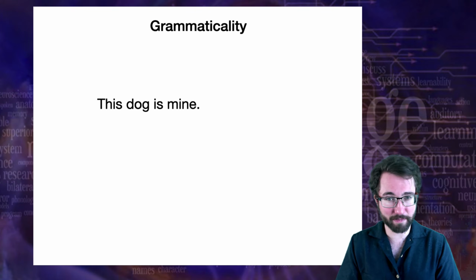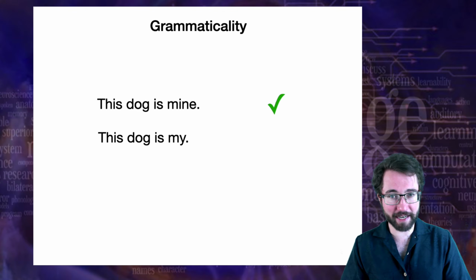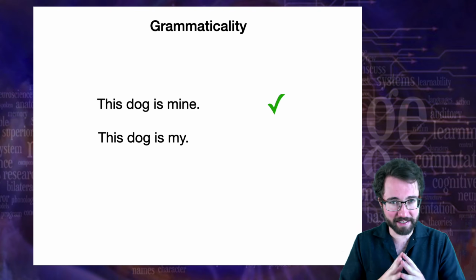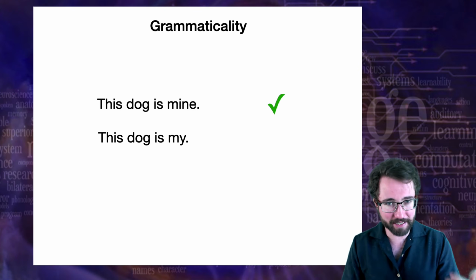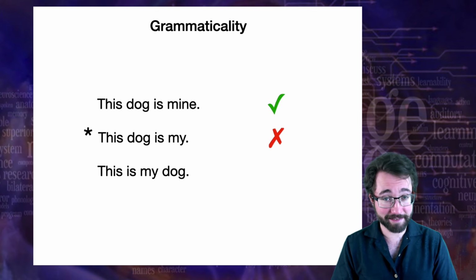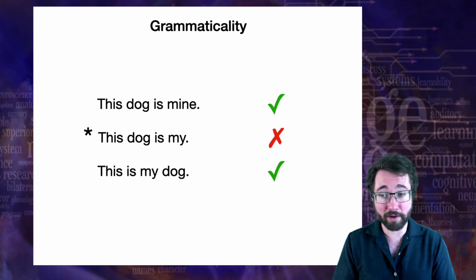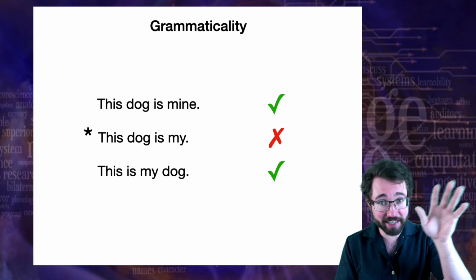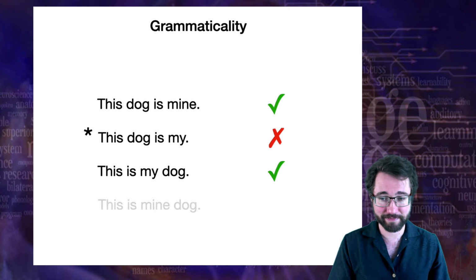How about this? The dog is mine. Is this grammatical? This dog is mine. Yes. This dog is my. This is another one where if someone said this dog is my, you're sort of waiting for the next word, right? The sentence is incomplete. So this is ungrammatical. It gets the star. This is my dog. That's fine. So we see that this word, my and mine, has to change its form depending on the context it's in. This is an example of a syntactic constraint.